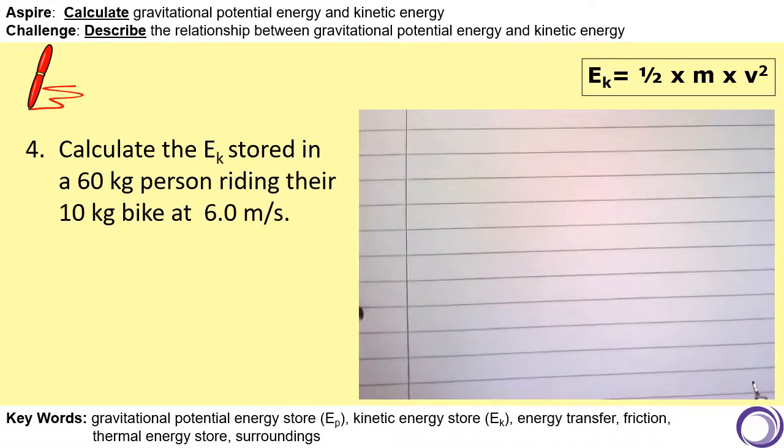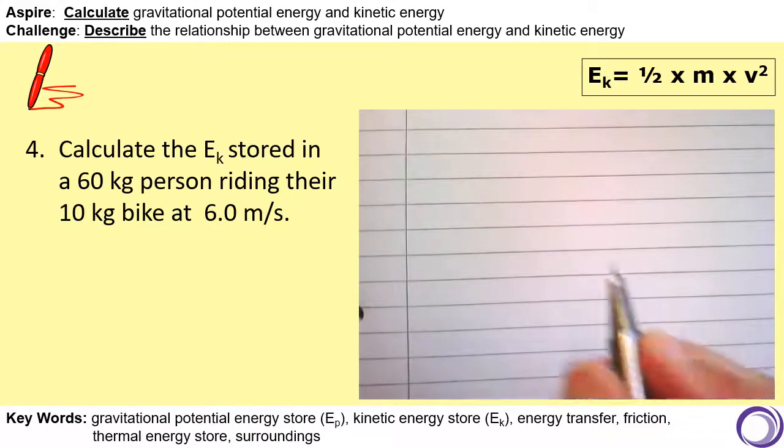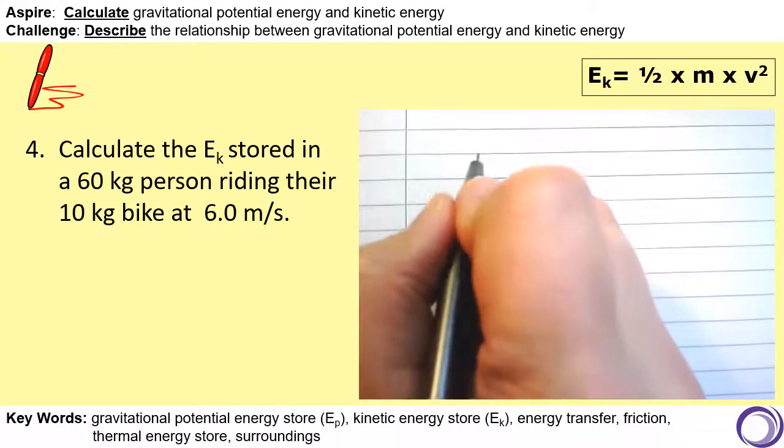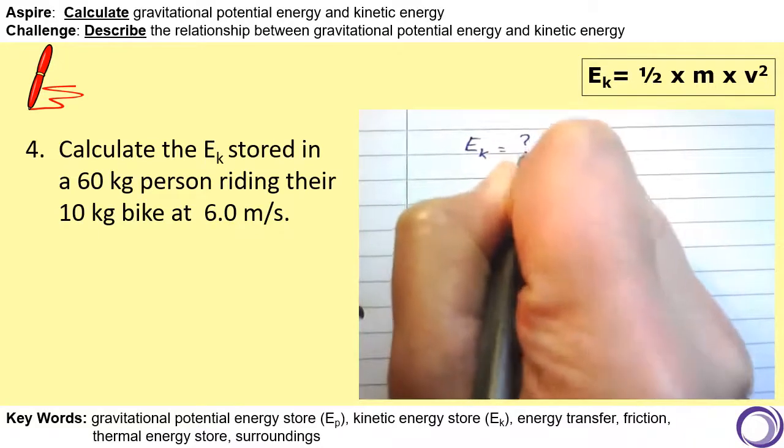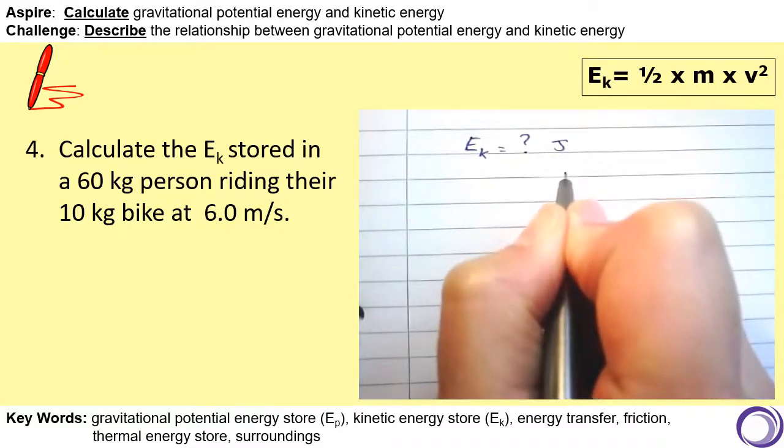And now for the final question of the lesson. So question number 4, calculate the EK stored in a 60 kilogram person riding their 10 kilogram bike at 6 meters per second. So again, this last question, there was a little bit of a trick there. So let's see what the question gives us. EK is what we're looking for. That's our unknown, and the unit is joules.